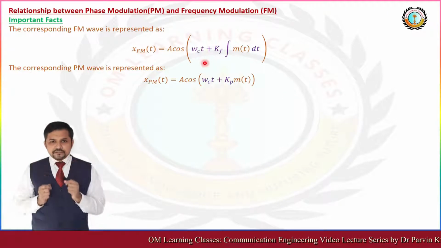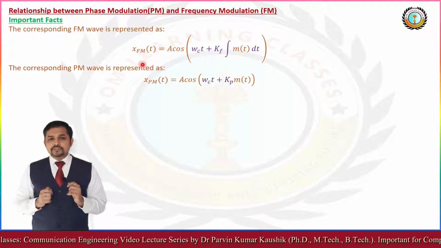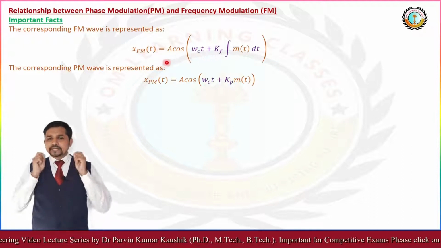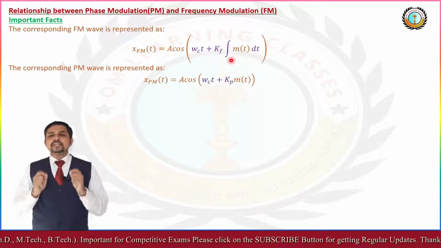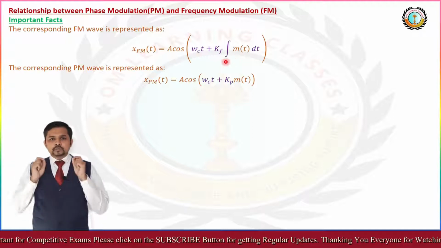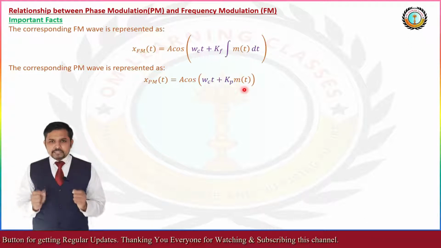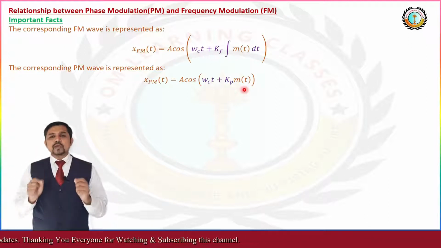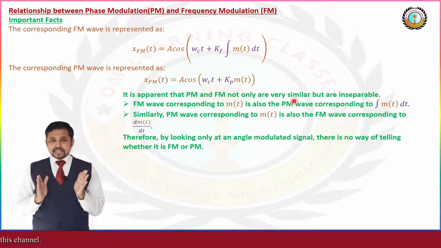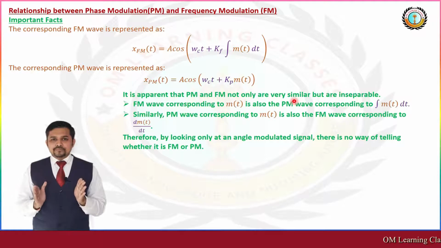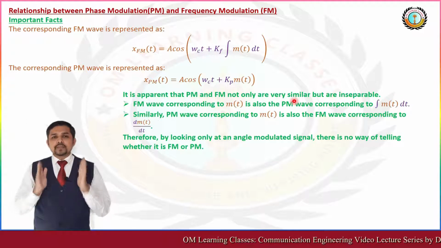As per the important fact, the corresponding FM wave output is equivalent to A cos(omega_c t + Kf integral of m(t) dt), and the corresponding PM wave equation is equivalent to A cos(omega_c t + Kp m(t)). By observing both waves, it is apparent that PM and FM are not only very similar but inseparable.